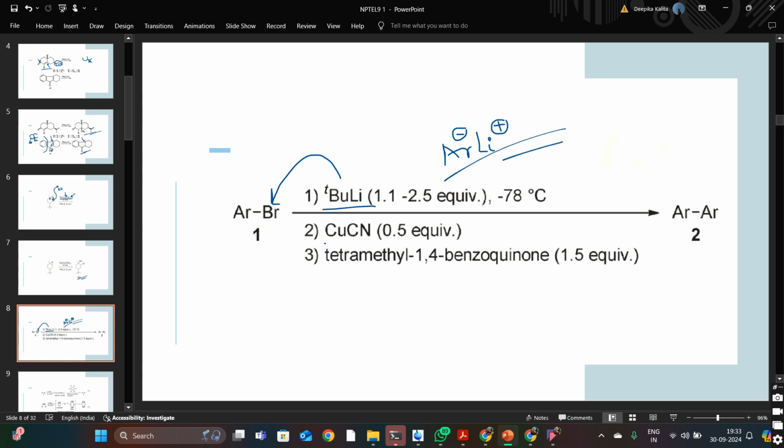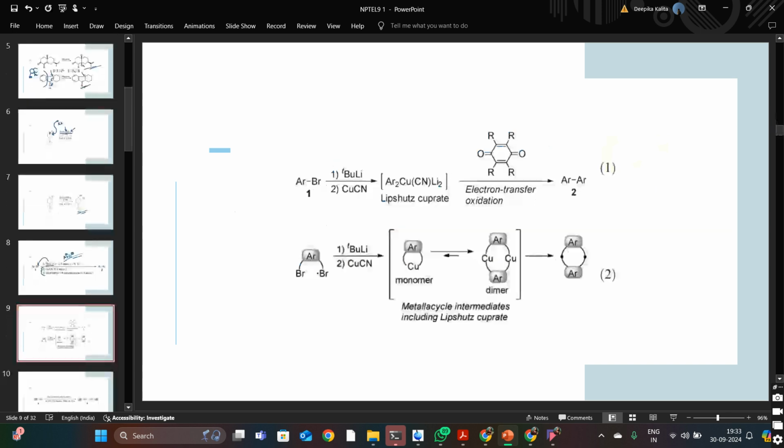Then comes copper cyanide. So this copper cyanide is going to in situ generate our Lipschutz reagent in the reaction mixture. Okay, this is basically the procedure for generating in situ Lipschutz reagent for these type of coupling reactions. Okay, let us look at the deep mechanism, how this reaction is going to happen.